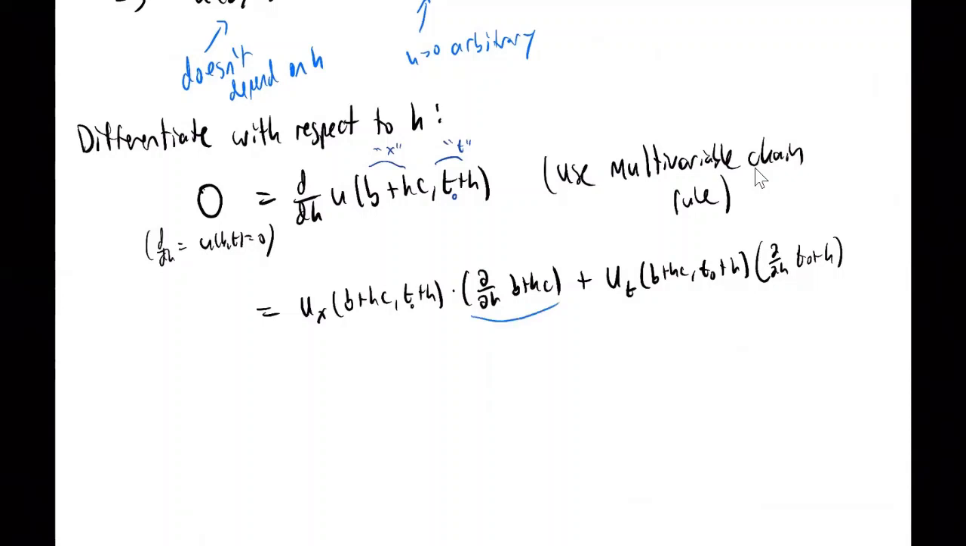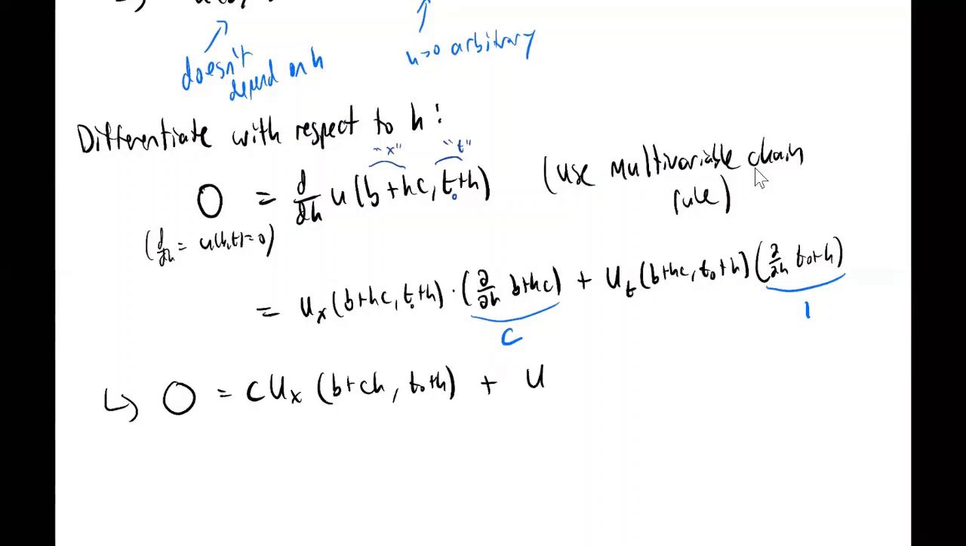Let me just write out what these derivatives are. What is the derivative with respect to h of b + h times c? That's just c. What is the derivative with respect to h of t naught + h? That's just a 1. And so this equation tells me that 0 is equal to u_x(b + ch, t naught + h) times c. That's important. Plus just the derivative with respect to t now, evaluated at the same point.